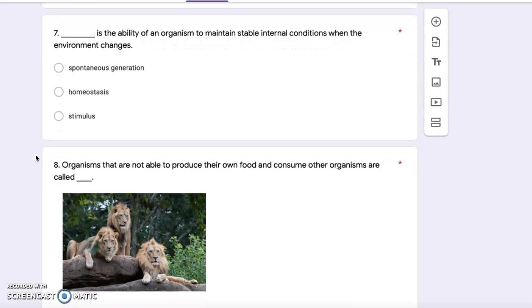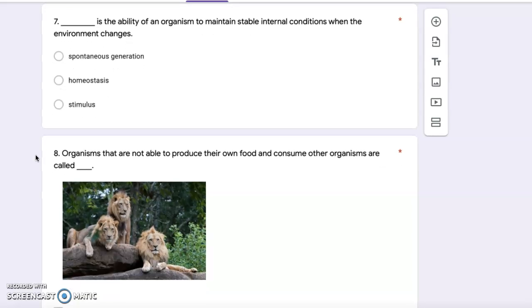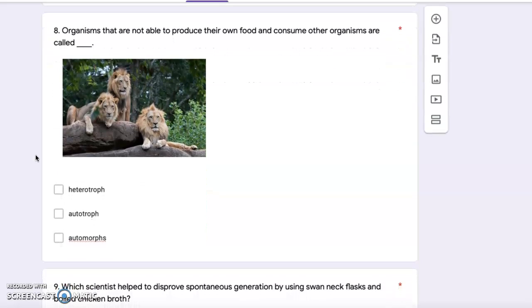Number 7. Blank is the ability of an organism to maintain stable internal conditions when the environment changes. Spontaneous generation, homeostasis, or stimulus. Number 8. Organisms that are not able to produce their own food and consume other organisms are called heterotroph, autotroph, or automorphs.